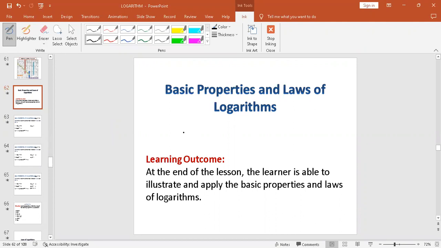Okay, last meeting, you have learned how to express logarithmic form to its equivalent form in exponential and vice versa. So this time, you will learn the basic properties and laws of logarithms. So, let's begin.